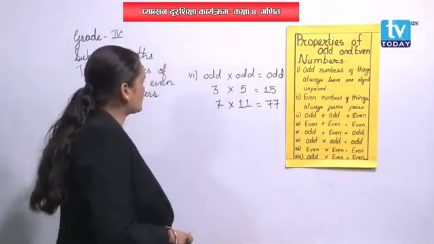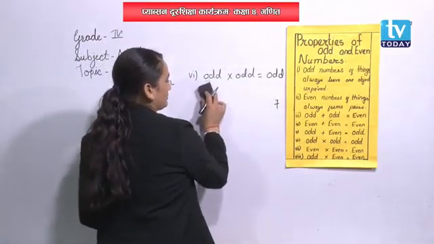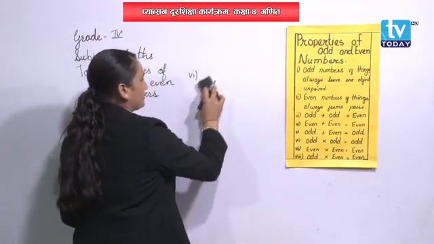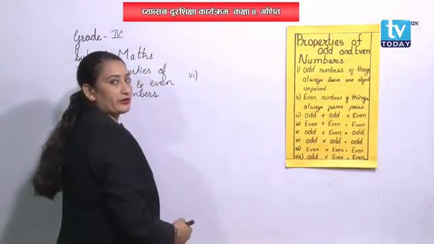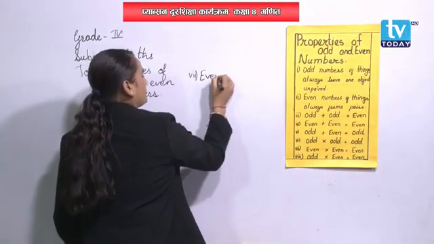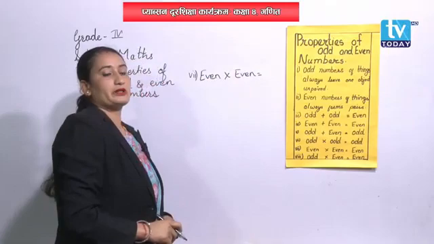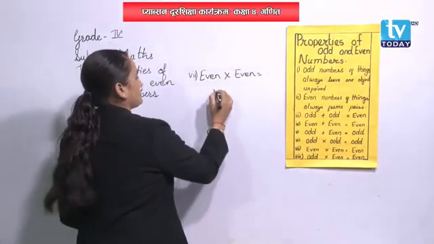Now, let's go to the next one. That is, if we multiply even and even, then what will we get, odd or even? Let's check it out. Even multiplied with even. Then let's check it out.